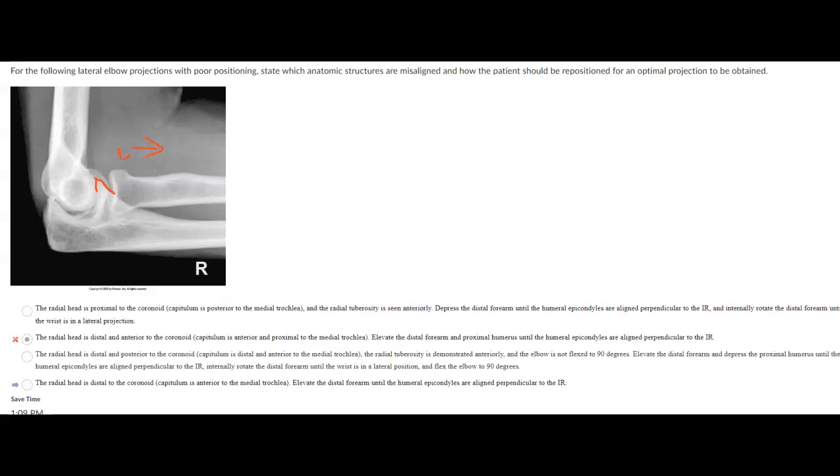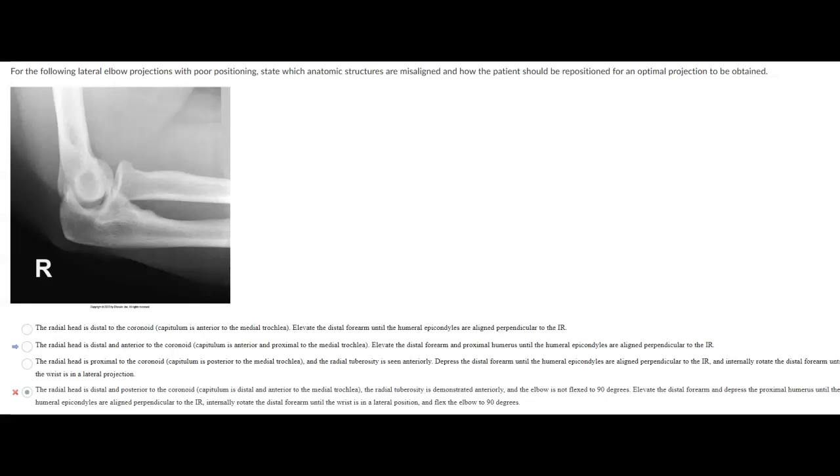And so you can also see posteriorly the medial epicondyle. And so this should indicate to you that there is an elevation problem. What you want to do is elevate that distal forearm and proximal humerus until those humeral epicondyles are parallel with the IR. I mean perpendicular with the IR.